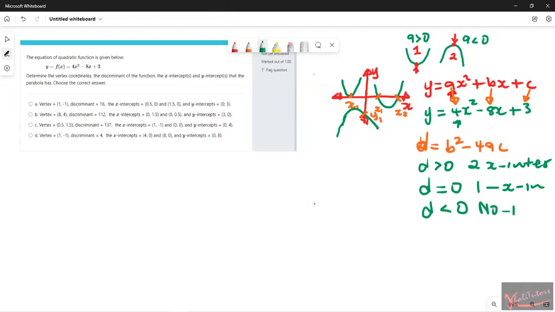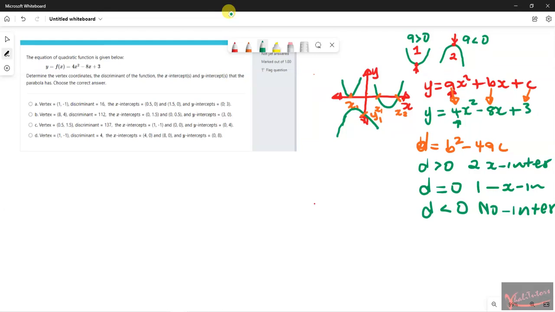I hope that is clear. So since we've covered everything about intercepts, discriminants, and turning point, when they say determine the vertex coordinates, they want to find out the coordinates of your turning point. In this case, since it's clear that the value of a is greater than 0, 4 is greater than 0, we are expecting the graph to look something like this.